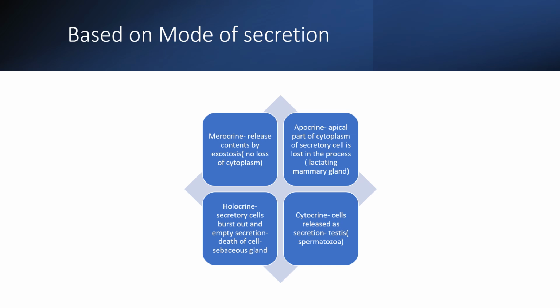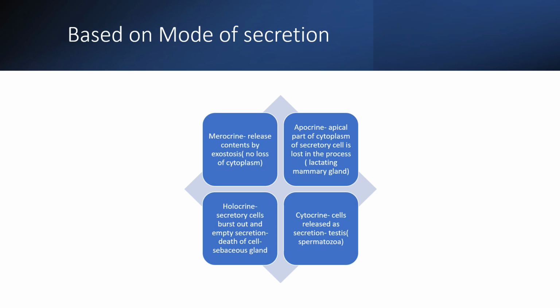Based on the mode of secretions, they are classified into four types. Number one is merocrine glands, where there is a release of the secretions, but there is no loss of cytoplasm. Whereas the apocrine glands, they are releasing the apical part of the cytoplasm. There is partial loss of the cytoplasm. The holocrine glands, secretory cells burst out and the cells die. And the last one is the cytocrine glands. The cells are released as a part of the secretions.